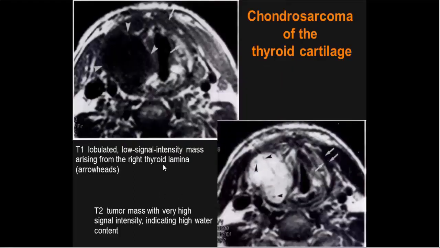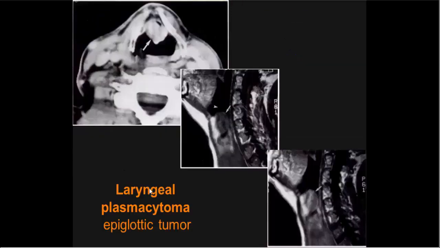Chondrosarcoma of the thyroid cartilage. T1 shows a lobulated low signal intensity mass arising from the right thyroid lamina. T2 shows very high signal intensity due to the high water content of the chondroid lesion.